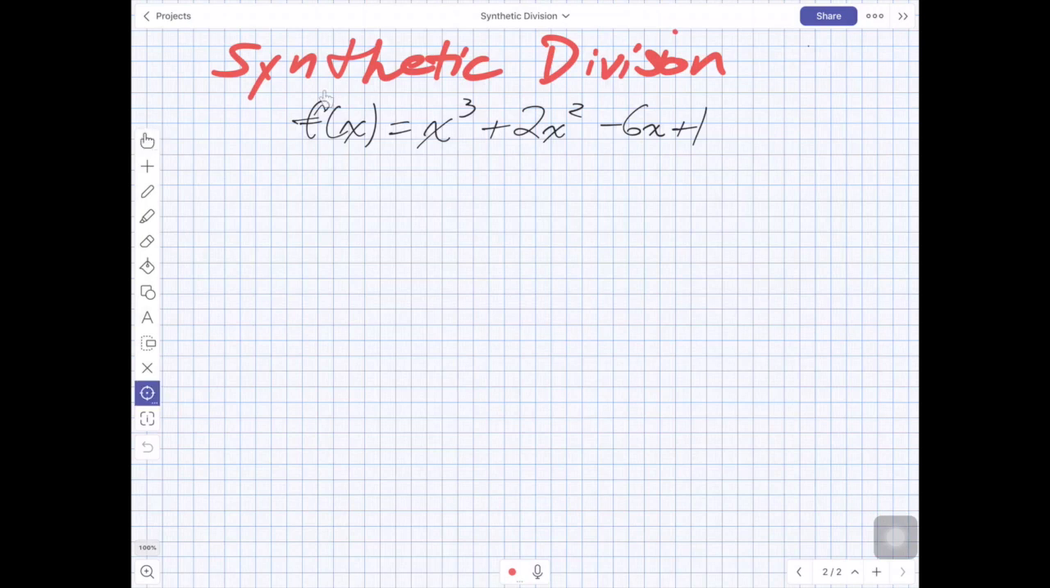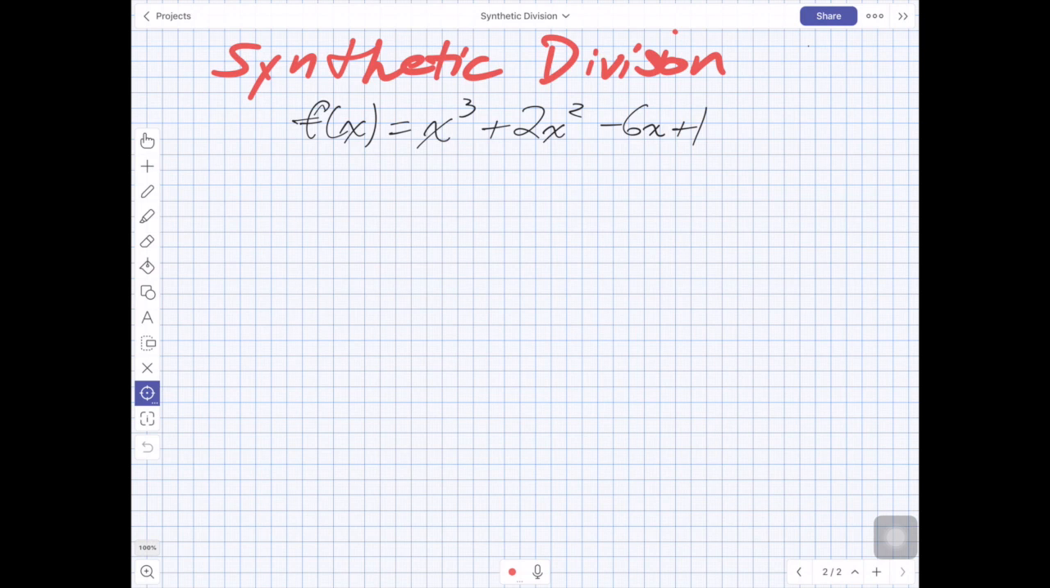So we're going to go over synthetic division. Why divide in the first place? Let's say I have this polynomial, okay? This is a cubic function. It's to the power of 3. So in fact, it has 1, 2, 3, 4 different terms, we should say.